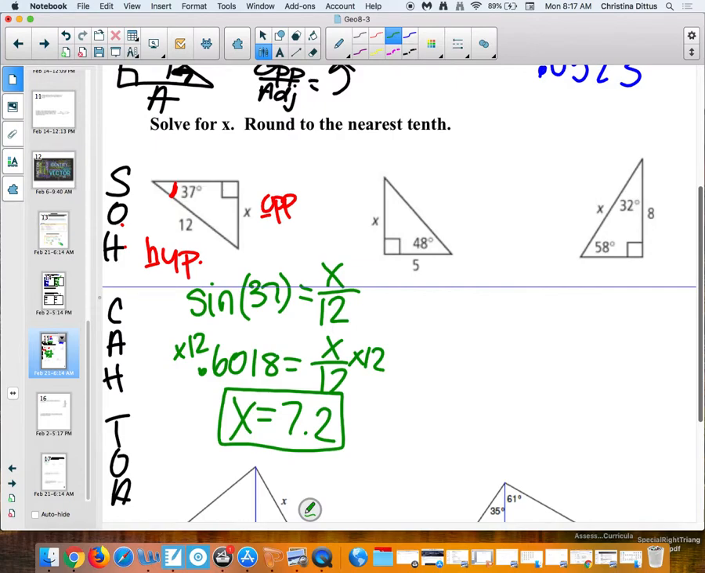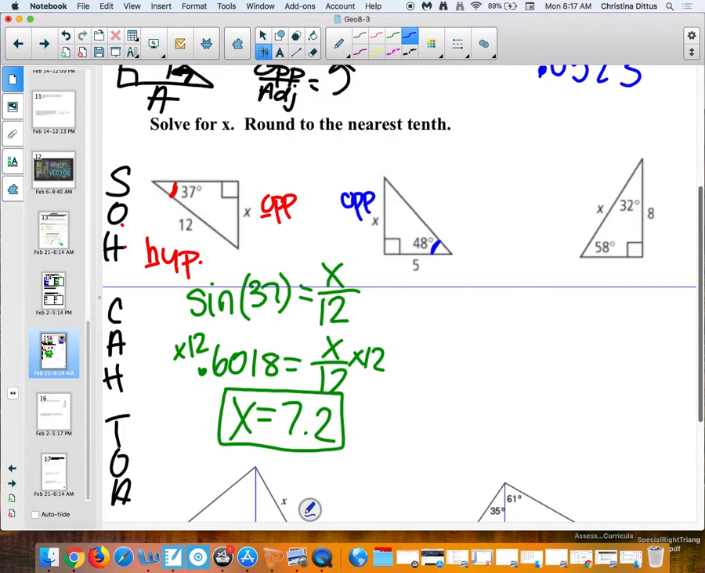Okay, let's try another one. Here, what's the only angle I know? 48. So looking from 48's perspective, what is X? Opposite, adjacent, or hypotenuse? Opposite. What is 5?